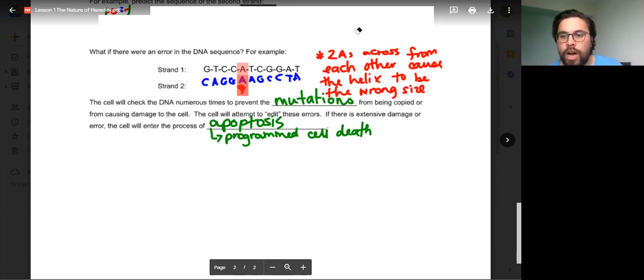Do mutations occur often? I don't remember. Can you go over that again? It's not important, Matthew. It's just the idea that cell death or apoptosis happens if a cell has a mutation that it cannot fix.